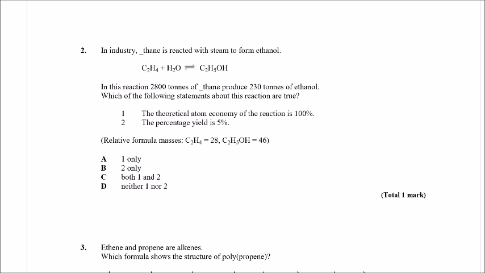Question 2: in industry, ethene is reacted with steam to form ethanol. In this reaction, 2,800 tons produce 230 tons of ethanol. Which of the statements is true? So the atom economy, in this case, you can actually see both reactants go to form all the products, so there's no wastage here. So this question mark, that doesn't exist.